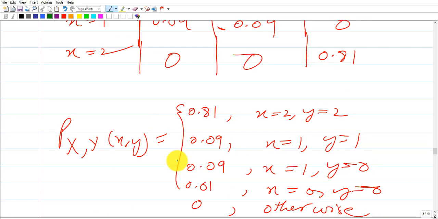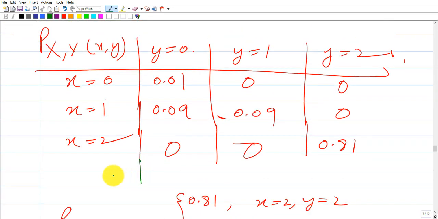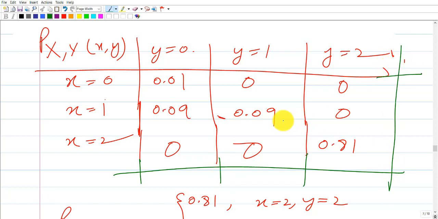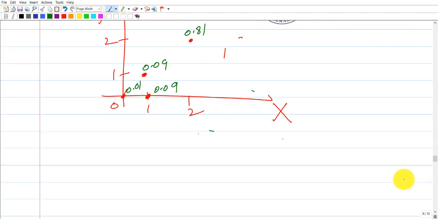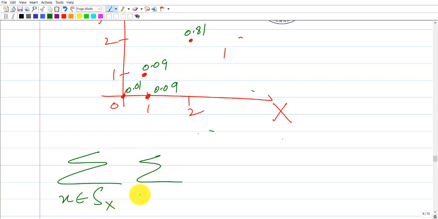Now remember that the probabilities will always add up to 1. So the second axiom of probability must also be fulfilled. Simply here it would be 0.09, 0.81, 0.01, 0.09, and if you just add them, the summation is 1. That can be written as the summation over x in the range of x and summation over y in the range of y of p_XY(x, y) equals 1.